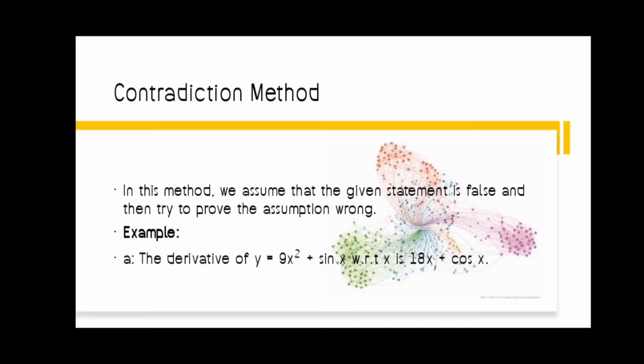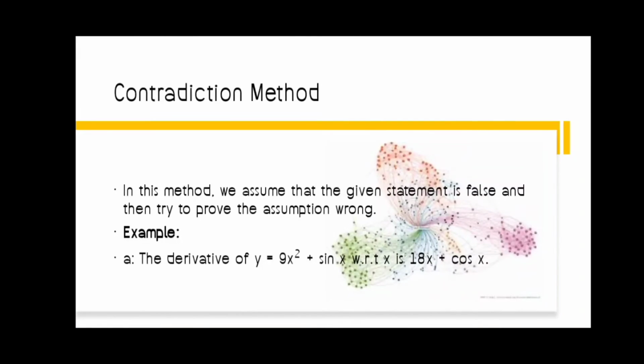Next is the contradiction method. In this method, we assume that the given statement is false and then try to prove the assumption wrong. Example, the derivative of y equals 9x squared plus sine x with respect to x is 18x plus cosine x. Hence, our assumption is wrong and the statement is a valid statement.